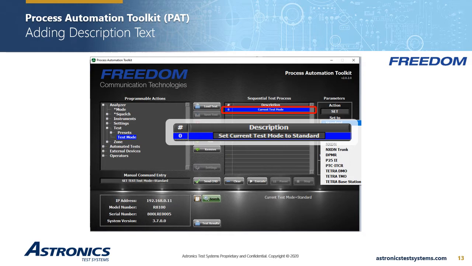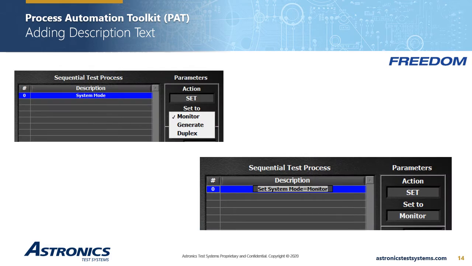To make this edit, click on the command and enter your new description. This also makes it more understandable for later review, debugging and editing. Here is another example of description text. We changed the command that was plain Jane system mode to read set system mode equals monitor, describing better the action of the command.